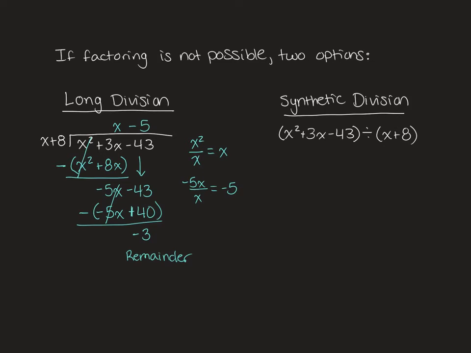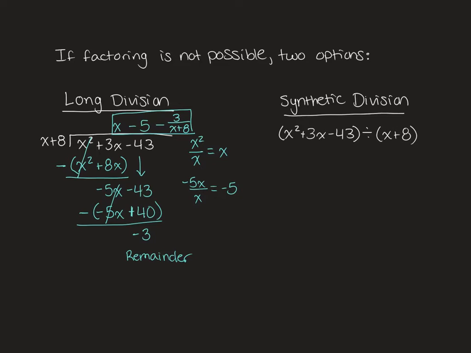Now in elementary school, you'd usually put an R and then that number. In this case, the way that we write the remainder is we will have negative 3 over whatever you're dividing by. So in this case, x plus 8. And this is your answer.